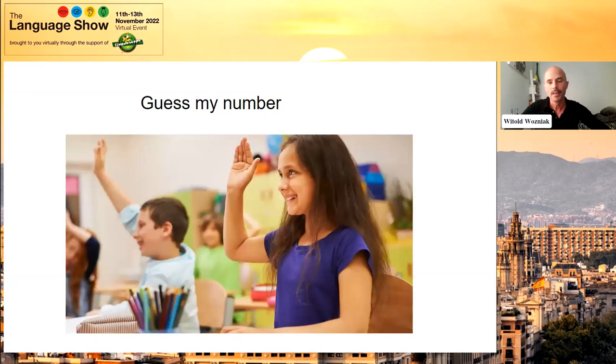Guess my number. I like this game because it makes students really think, but also speak in the target language. So what it is, I take a whiteboard and I write, let's say, imagine that I'm teaching about different celebrations, and I'm going to write the name of a celebration in French. I'm going to write it on the whiteboard. So I'm saying, okay, I'm writing the name of the celebration. Okay, now you have to guess.